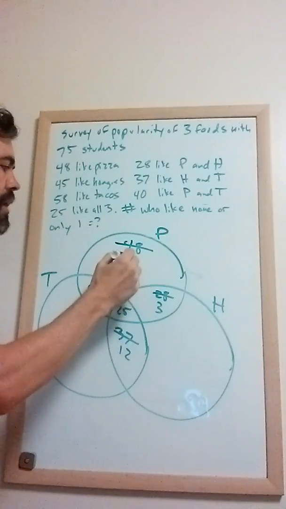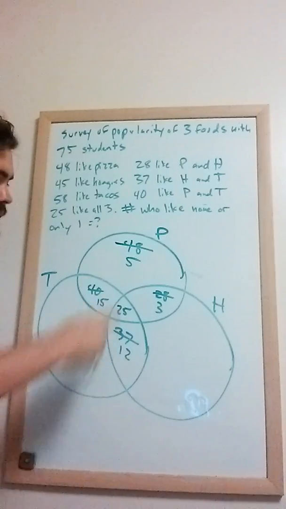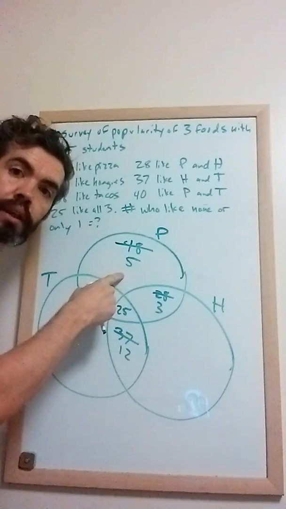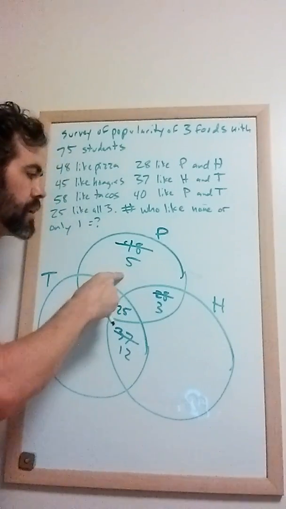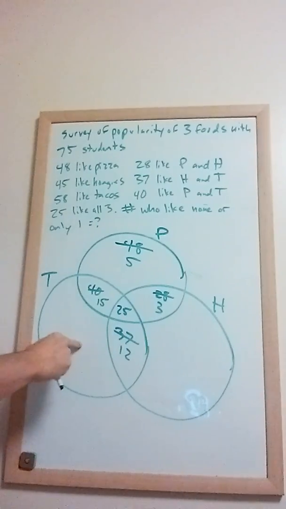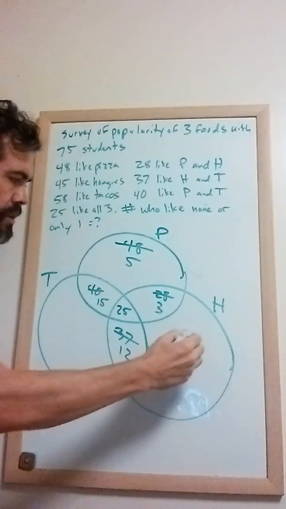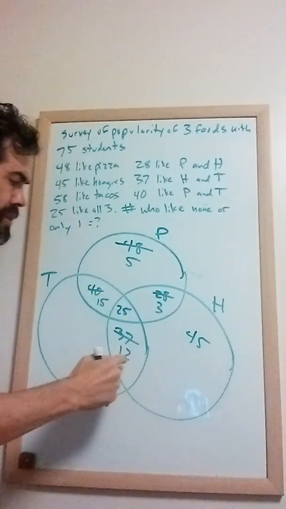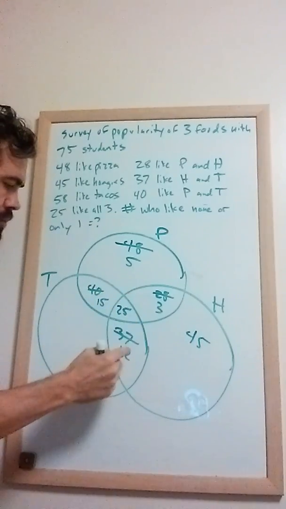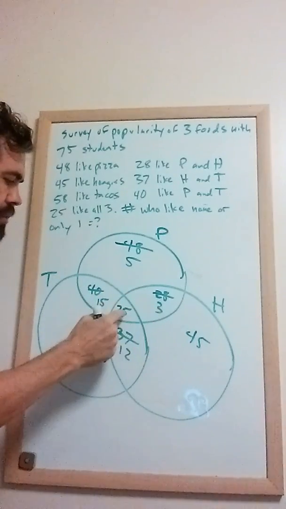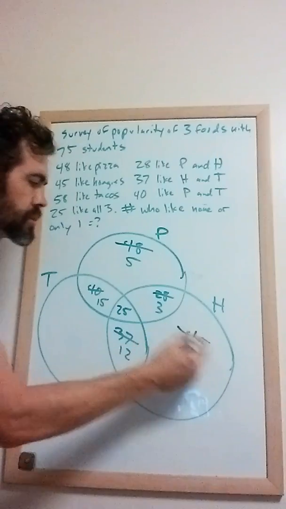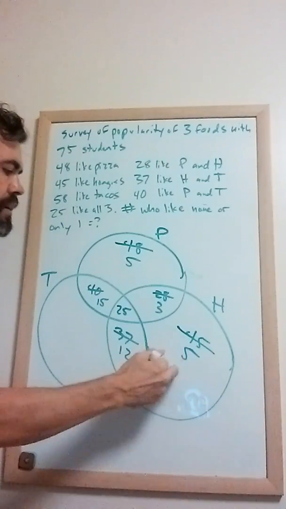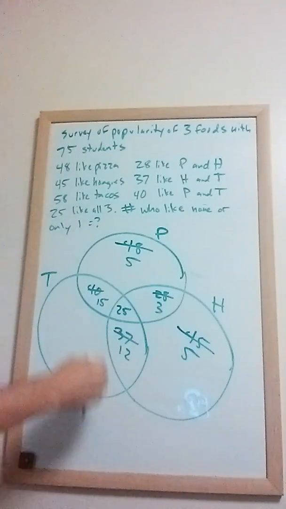So if I cross this out, I only got 5 left. This 5 is the group of people who only like pizza and they don't like anything else. All right, similar logic for these two. So 45 like hoagies, I'll put a 45 here, and I'm going to subtract 12 plus 3 is 15, plus 25 is another 40. So I'll subtract 40 from that, and I get 5. Only 5 people only like hoagies.